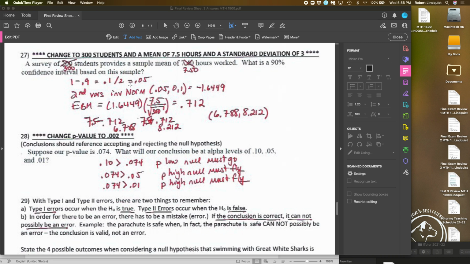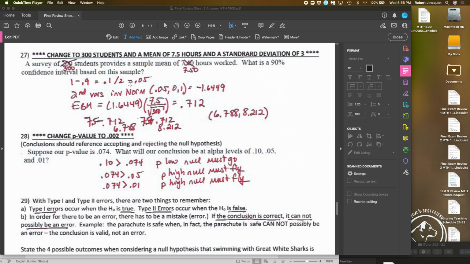Got to divide that by 2 for the two tails at either end of that normal curve, and that would be 0.05. Then I do second var's inverse norm, which is 0.05, and then the 0 and the 1 for mean and standard deviation is what will give you a z-score. And it gives you a z-score of negative 1.6449.